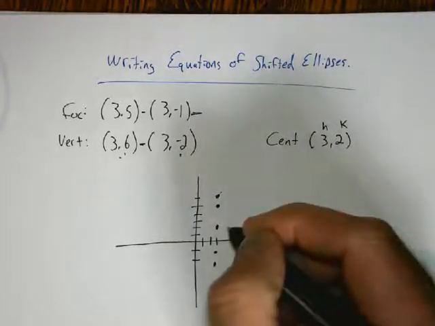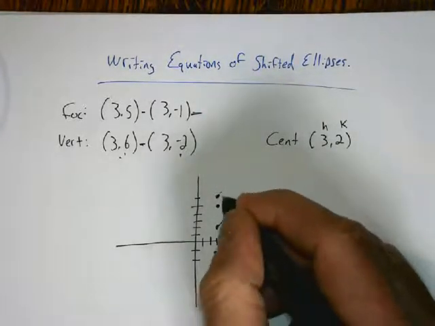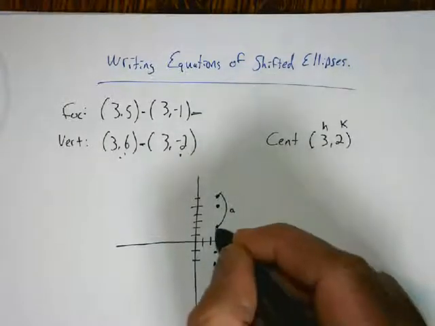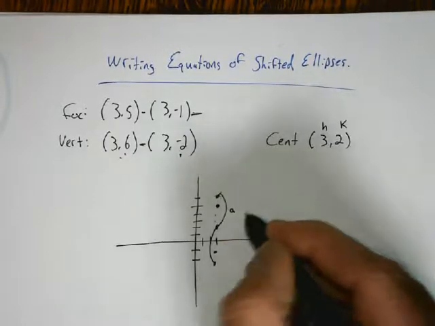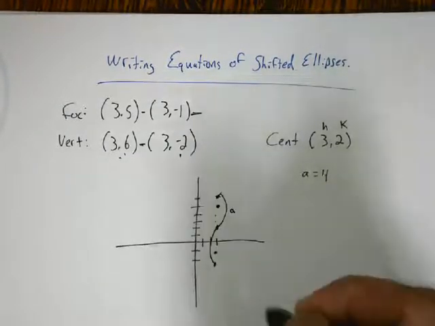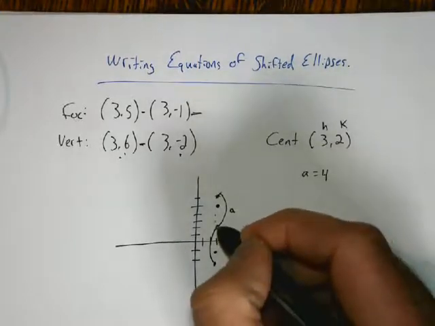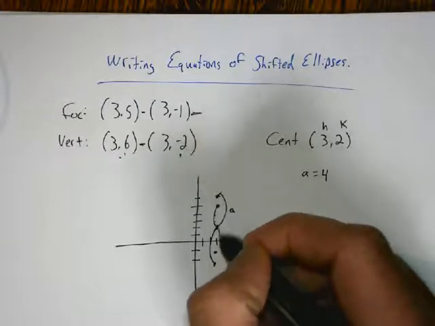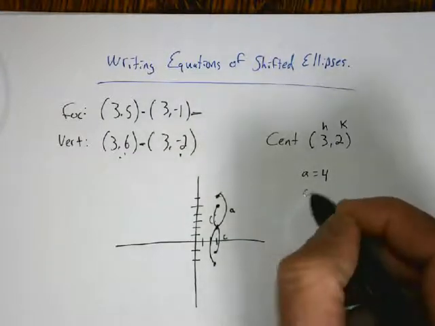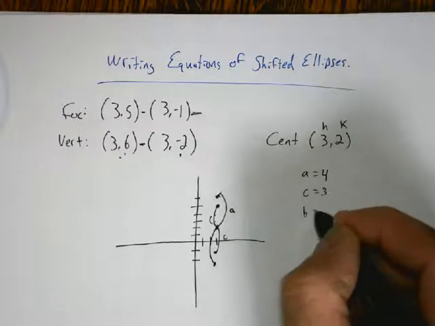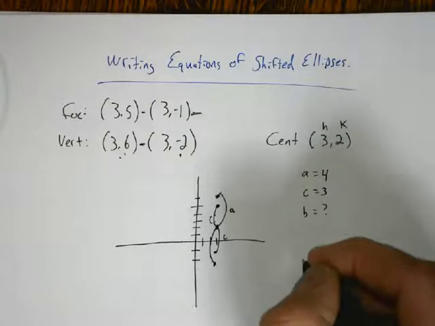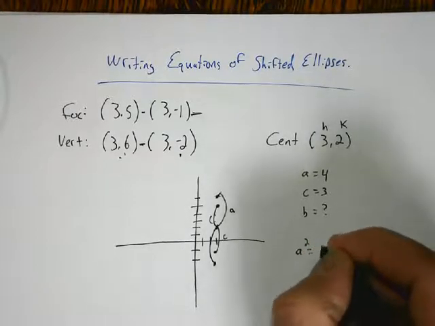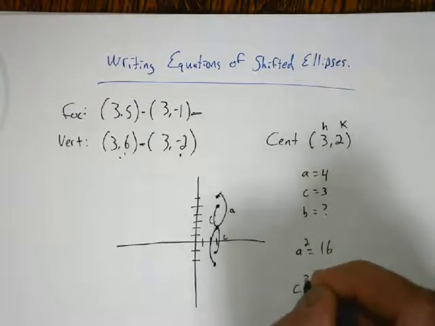Now, we know that the distance from the center to the vertex is A. So your A value, if we count up, 1, 2, 3, 4. So your A value is 4. We also know that the distance from the center to the focus is the C value. Well, the C value here and here is 3. We don't know what the B value is. So what we do is we figure out all the squares. So we start with A squared is 16. Our C squared is 9.